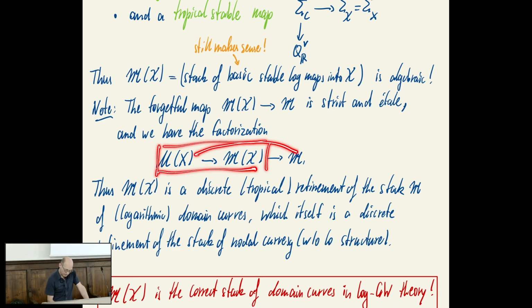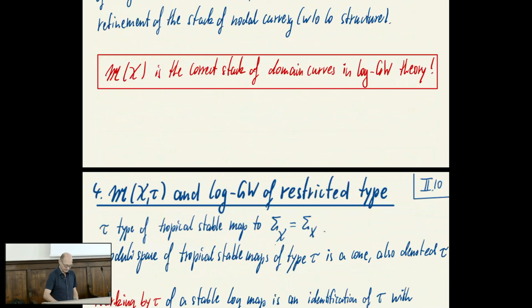We had the perfect obstruction theory here, but it turns out that this map is actually very harmless, it's étale. In particular, this thing inherits also a perfect obstruction theory. And that is the correct stack in log Gromov-Witten theory.